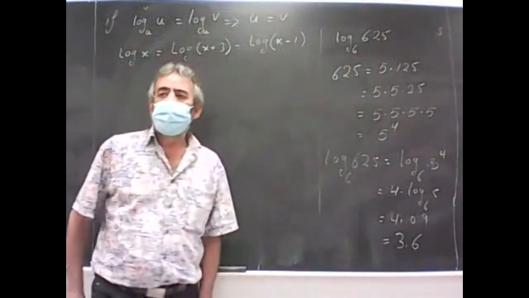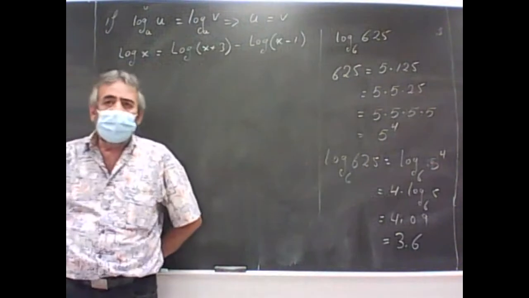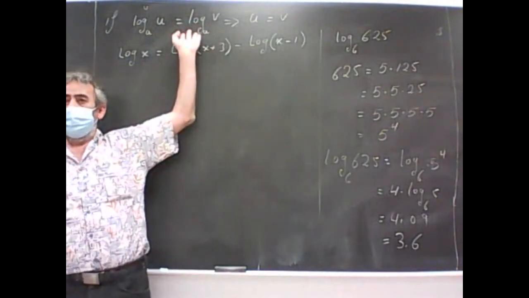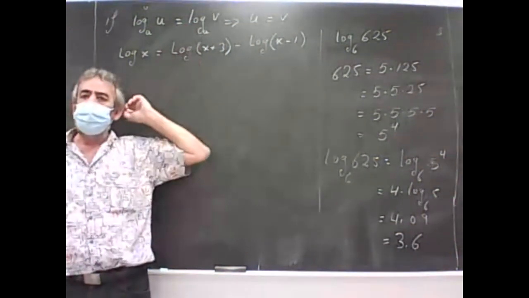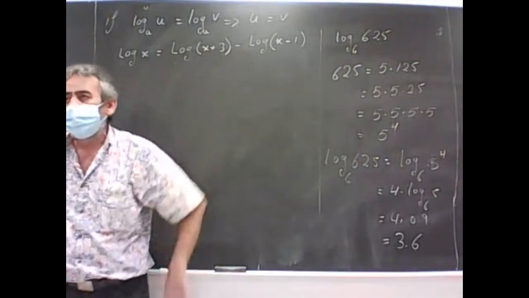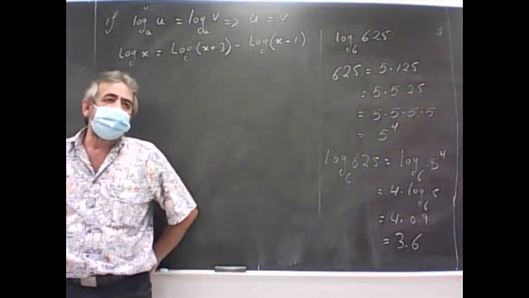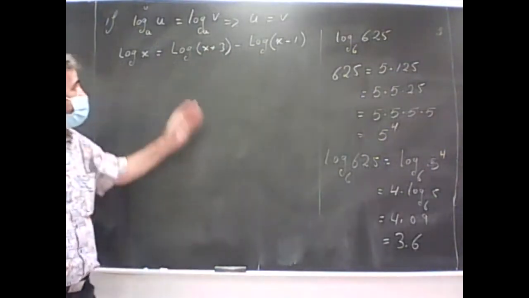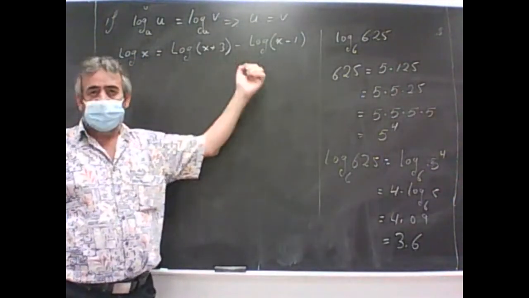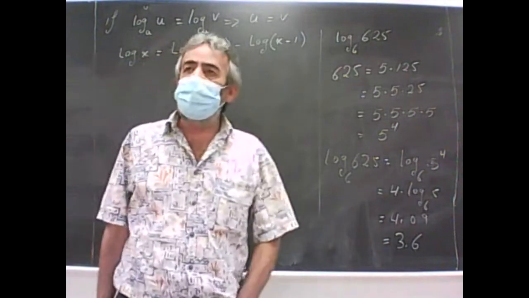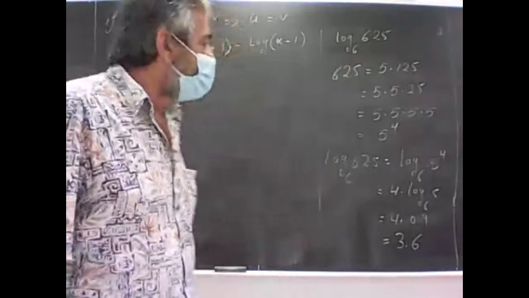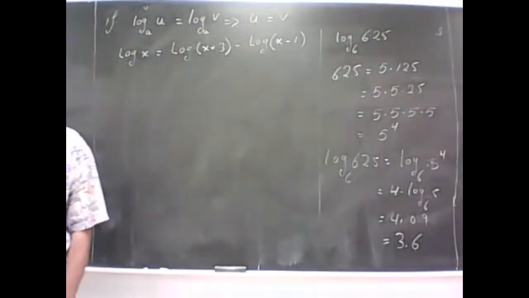Now here we have a problem. In order for me to use this property, I have to have one log on the left-hand side of the equation and one log on the right-hand side of the equation. But in this case, we don't. Yes, we do have one log on this side, but how many logs on this side do I have? Two. So we need to convert those two logs into one.